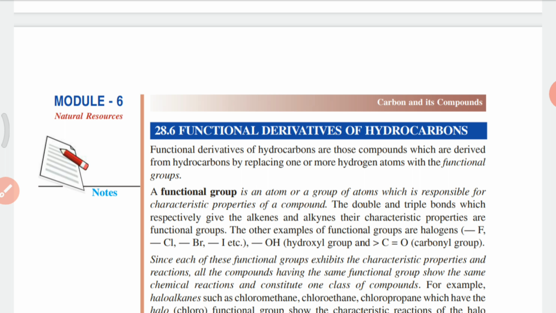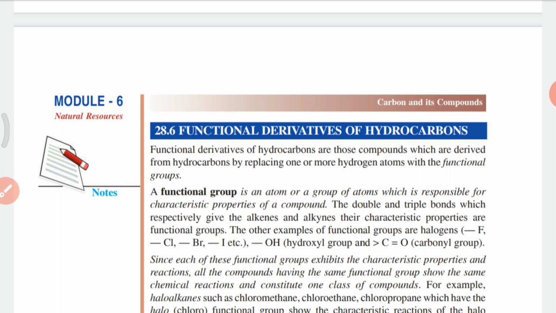The double and triple bonds are functional groups. It changes alkane to alkene or alkyne. This also changes the properties of that compound. So we can take the double and triple bond as a functional group. Other examples are fluorine, chlorine, bromine, iodine, etc., which are examples of functional groups. Each is a single atom. We know this group as the halogen group.